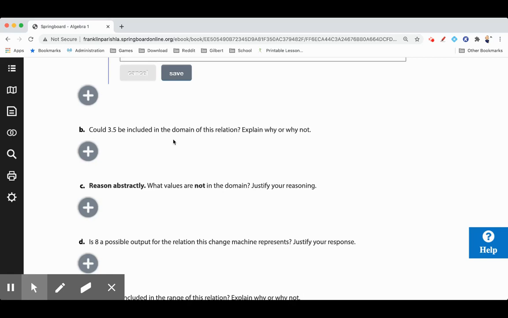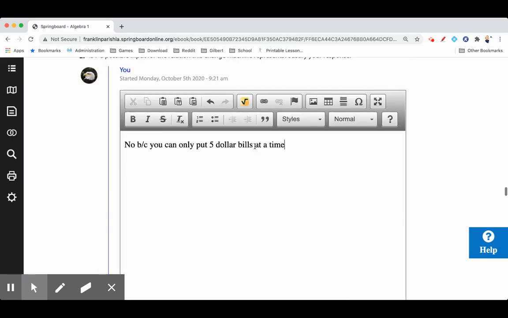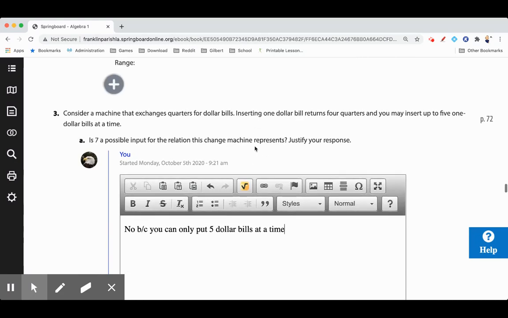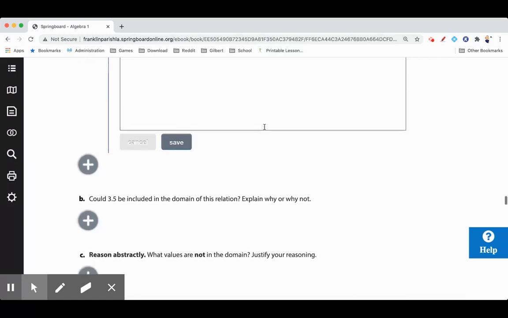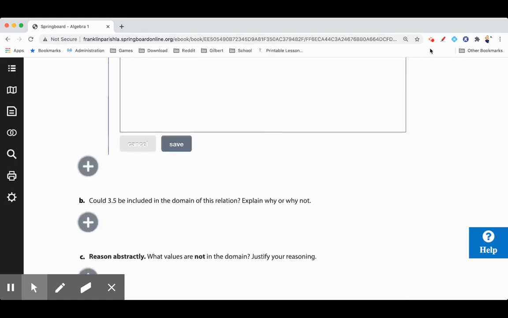Could 3.5 be included in the domain of this relation? Explain why or why not. Well, you're inserting $1 bills, so you can't do $3.50. You can only go on the dollar ranges, $1, $2, $3, $4, and $5. So you can't put 3.5 into the domain. It's not going to be in there.